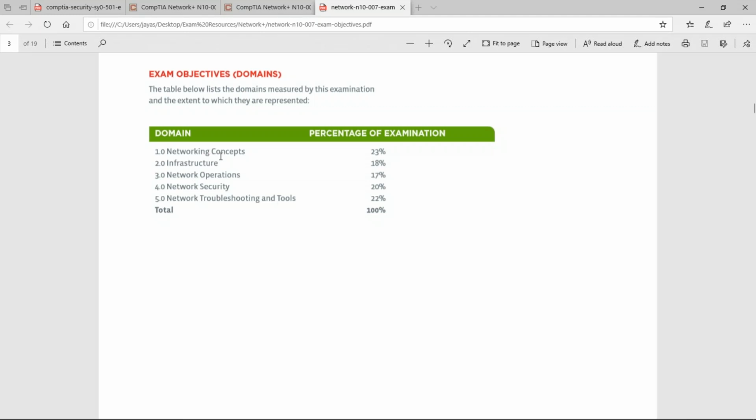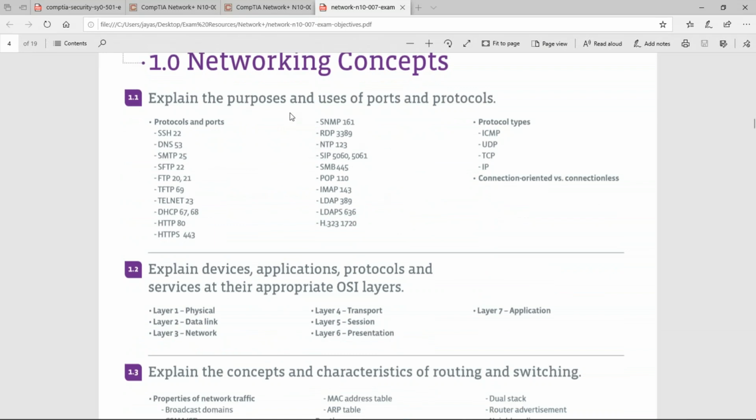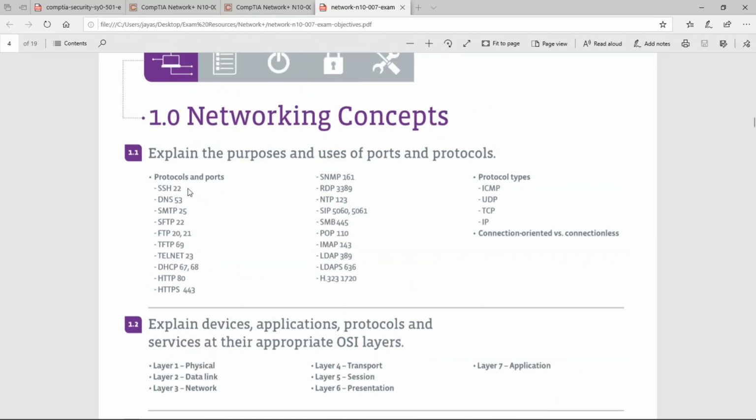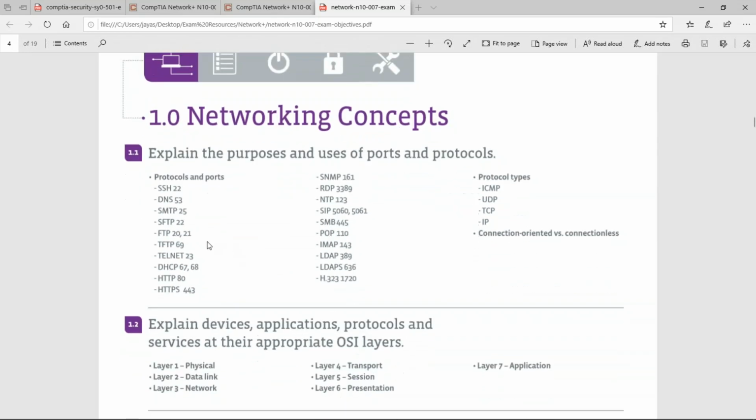Then obviously your networking concepts. You start off there with ports and protocols, right? That's something that I mentioned already. So you saw some of this stuff in A+, and now it's, all right, explain the purposes and uses of this stuff. What are you using each of these for? What problem will one of these solve, or what capabilities will one of these give you, right? That type of stuff.